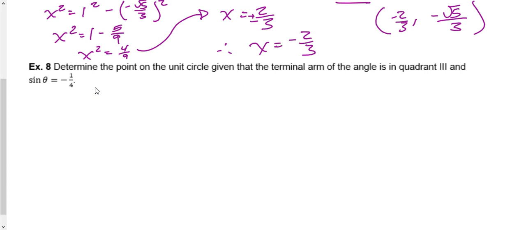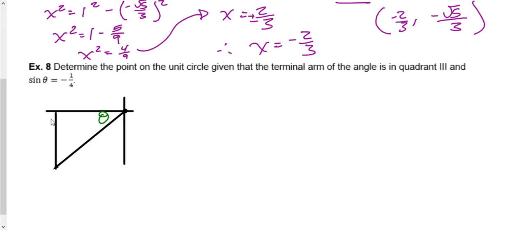Last but not least, we have determine the point on the unit circle given that the terminal arm of the angle is in quadrant 3 and has this coordinate of sine theta equals negative 1/4. So first off, if I'm in quadrant 3, I'm going to set up a picture here. There's my x-axis, there's my y-axis going down, that's quadrant 3 down there. Let's draw a line to denote that we're in quadrant 3, drawing an arrow straight up to my x-axis. There we go, we built our triangle. Let's start labeling our triangle. Theta, of course, is always going to be between the x-axis and your hypotenuse line.